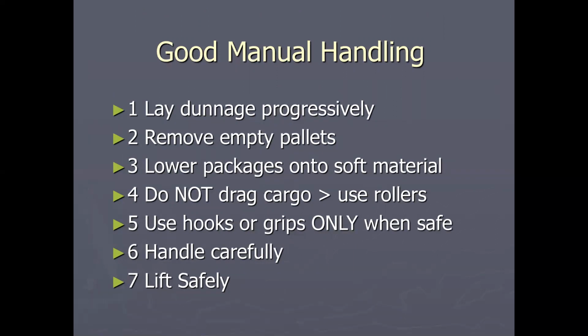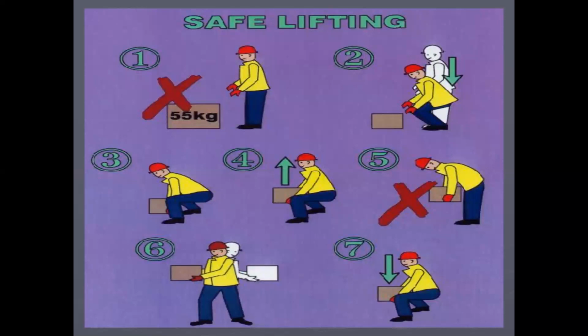Lay dunnage progressively. Remove empty pallets. Lower packages onto soft material. Do not drag cargo. Use rollers. Use hooks or grips only when safe. Handle carefully and lift safely. This picture shows what is safe lifting.